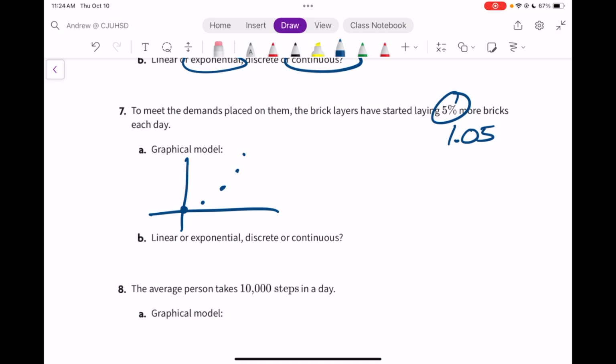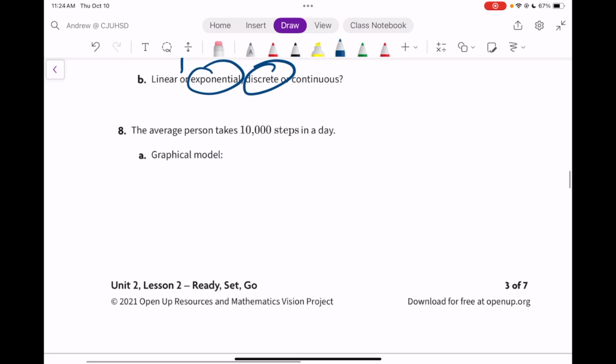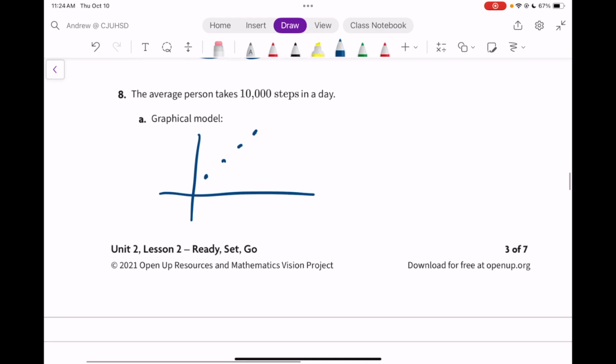It's curving, but it's not connected. So it's exponential, but it's discrete. Number 8, the average person takes 10,000 steps in a day. Does it make sense to talk about in between the days? Not really. No, it's 10,000 steps this day, 10,000 steps the next day. Adding those together, it would be something like this, a series of increasing dots. Therefore, it is discrete and linear.